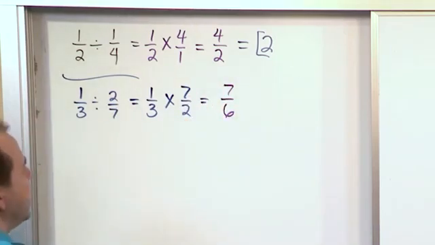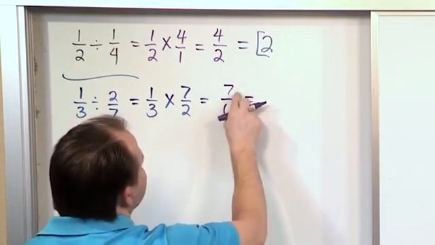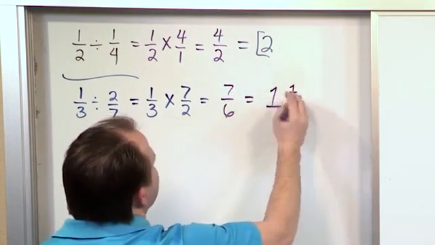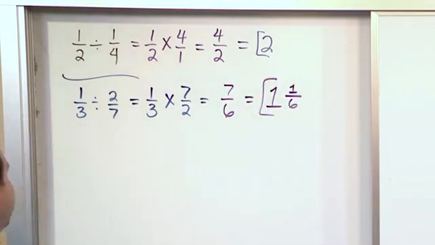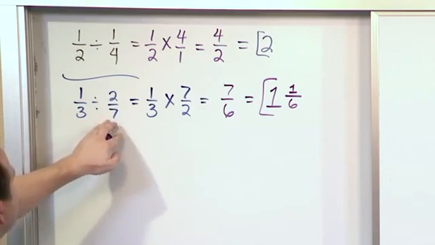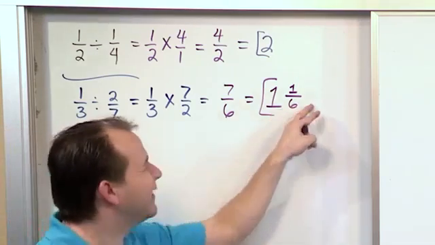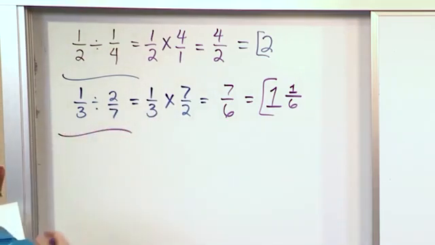Now that's the answer, but that's improper. So what we want to do is divide and see how many times will 6 go into 7. That can only go 1 time with the remainder of 1 left over, and we always write it over the denominator. So 1 and 1/6. So if we take 1/3 of a pizza, how many times will 2/7 fit into there? Well, it'll go 1 whole time and a little bit more, 1/6 more. That's how you interpret the results there.